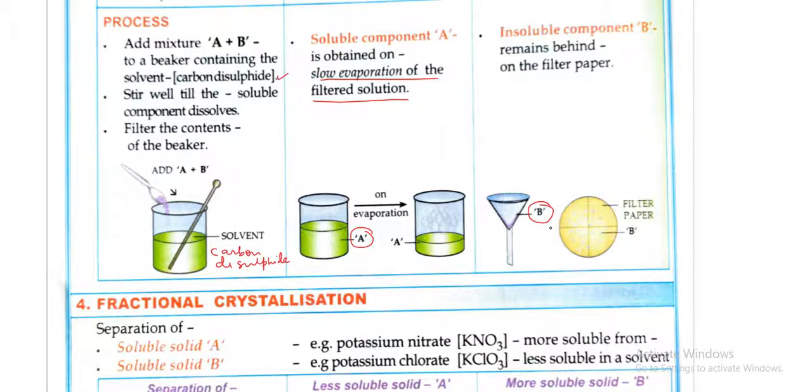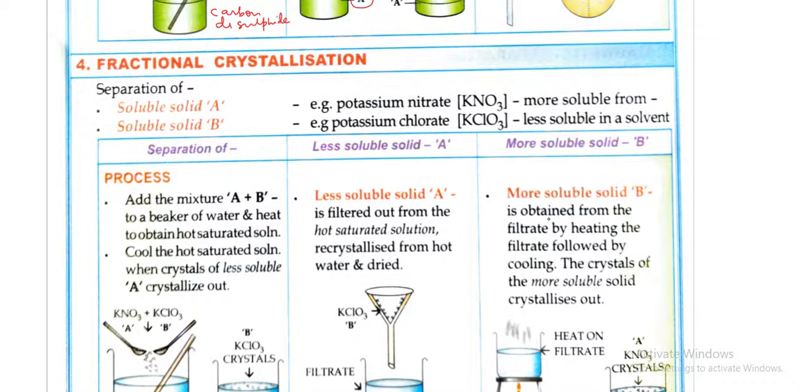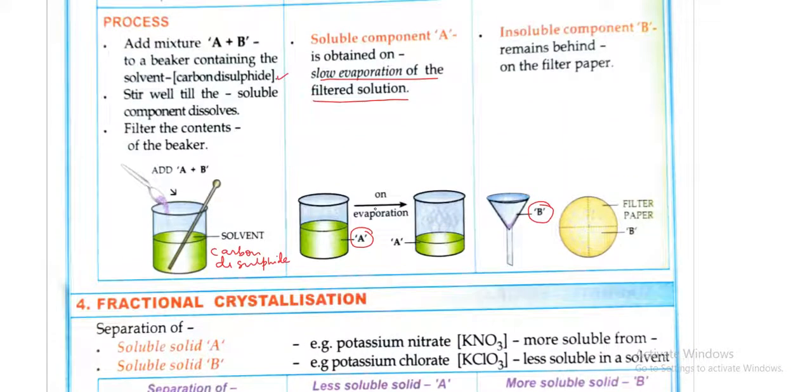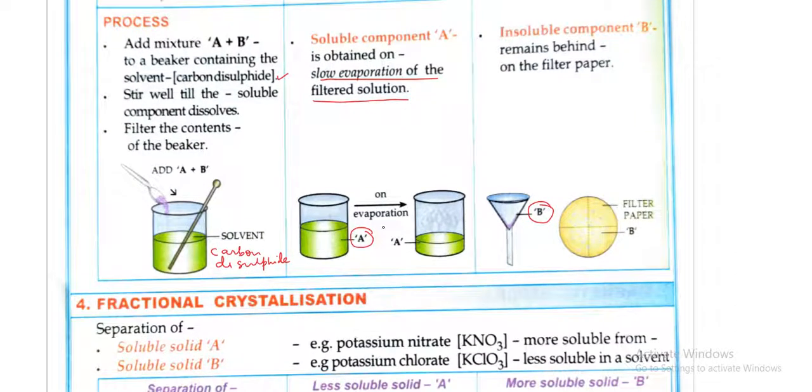Clear students? Next we will take fractional crystallization. So here we have to understand that A is what? A is our sulfur, and B is charcoal. So sulfur will be separated by evaporation, and charcoal will be remaining on the filter paper.